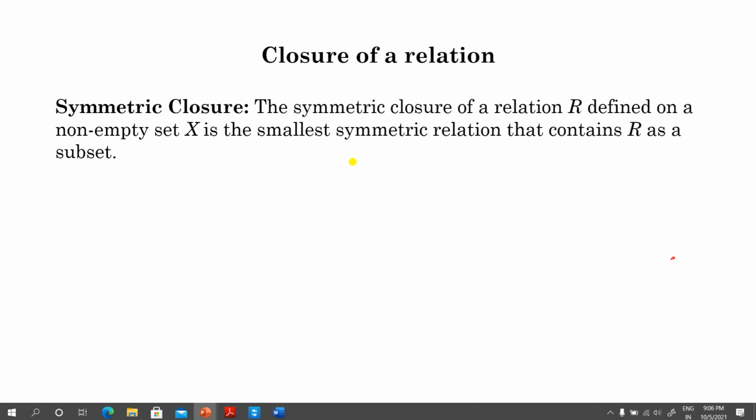Now symmetric closure, the same thing. To find the symmetric closure of R, we need the smallest symmetric relation that contains R. It means if R is not symmetric, then we have to find a superset of R, say R1, which is the smallest symmetric relation. Now how can we find R1? In symmetric we say for all x, y, if xy belongs to R, then yx must belong to R. So this is the condition of symmetry. So how can we find R1?